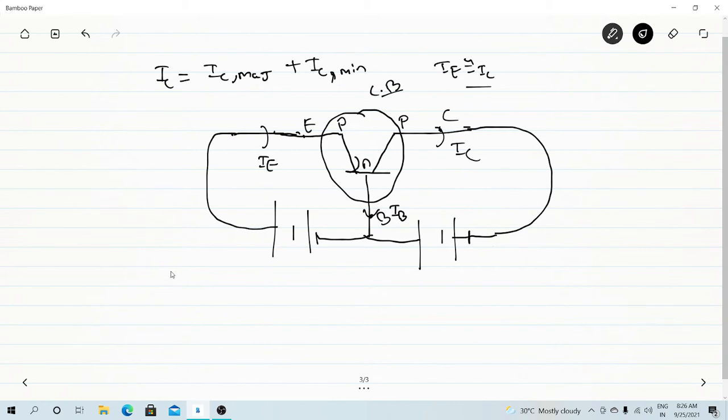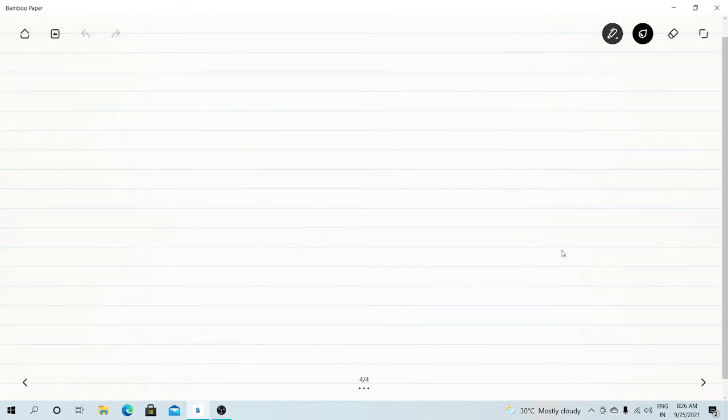So now what we are going to do is, let us understand minority current. So this minority current, how we can define? This minority current is only flowing in the output section.